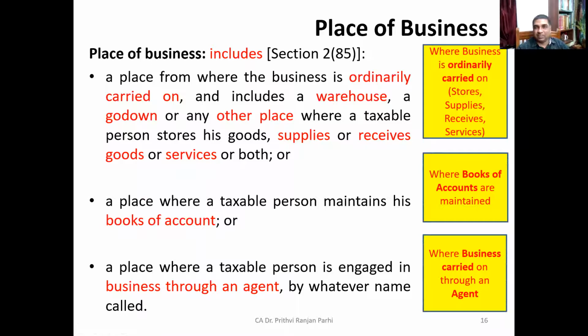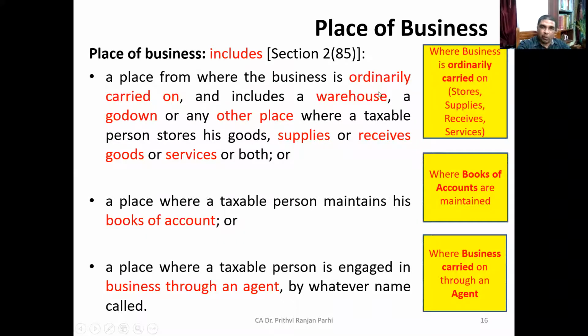What is place of business? Now, this also, because registration is very closely related to the concept of place of business, we need to understand this concept. Section 2, clause 85 defines that. As you can see it here, place of business includes, broadly you can see there are three aspects to this definition, or three components. What is place of business? A place from where business is ordinarily carried on. That is my place of business, where I am ordinarily carrying on my business.